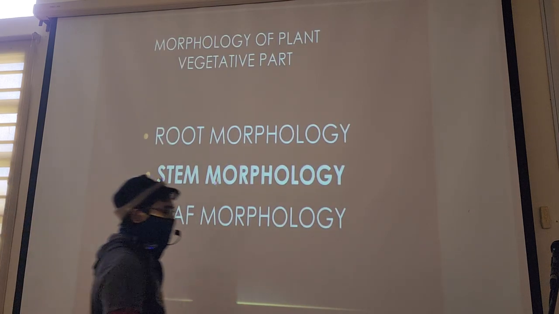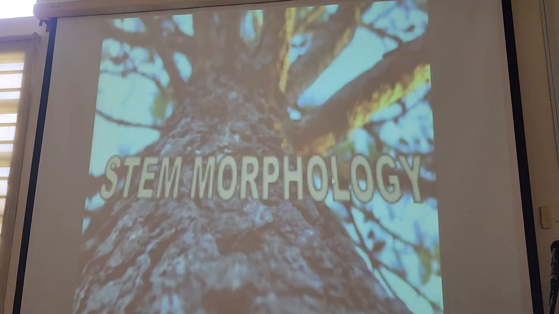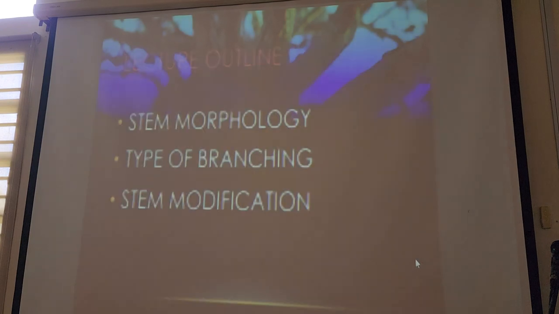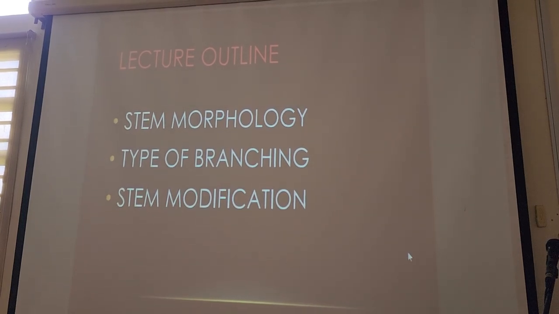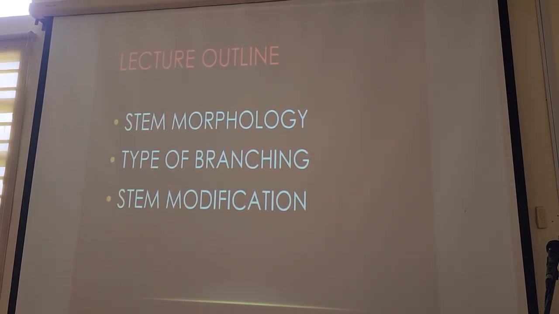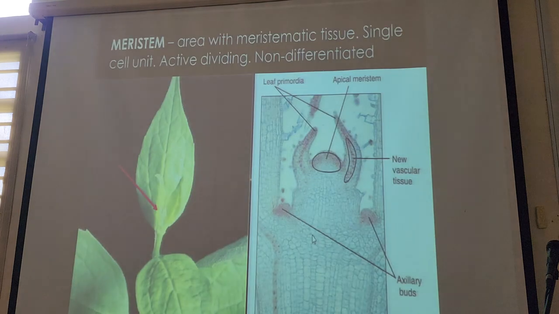Good. Right. So, we're going to continue now with the stem morphology. I'm going to go through very quickly because you're going to do some activity with this, hopefully. Don't worry, nothing to submit today. We're going to have a look at the morphology of the stem, meaning that whenever we say morphology, pretty much everything on the outside. If you go into the internal structure, that we call anatomy, right? And then the type of branching and stem modification, right?